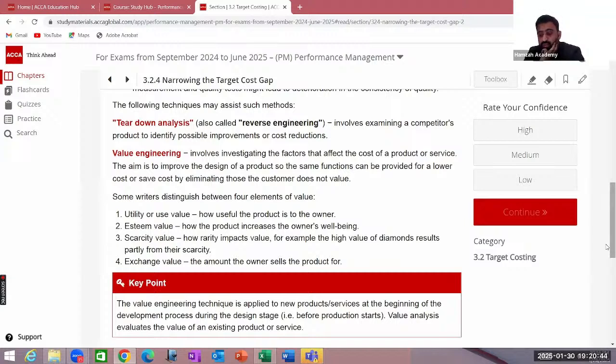Value engineering. Value engineering means you can investigate, you can analyze which features are valued by the customer and which features are not valued by the customer. Now, if some features are not valued by the customer, you can avoid those features in a product. And by reducing those features in a product, obviously, you can reduce the cost of the product as well, and it would help you to reduce the cost gap. It is called value engineering.